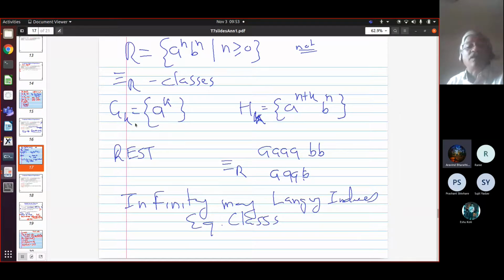What I'm saying is, both are infinite together, and GK is a different class from HK class, because GK can be extended by A, but HK cannot be extended by A to ever get you into the language. So GK has to be distinguished from HK. So for every natural number, GK gives you a different class and HK gives you a different class, and GK is different from HK. So I've got infinitely many classes, right? Yes. So we have got infinitely many language induced equivalence classes.